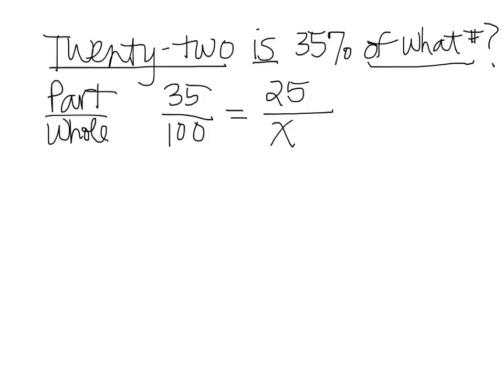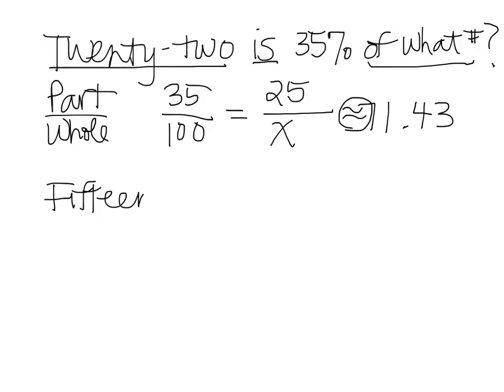When you do that in your calculator, you find out that it is a very long decimal, 71.43 rounded. And again, this means it's approximately that. The final kind is if you say 15 is what percent of 80.